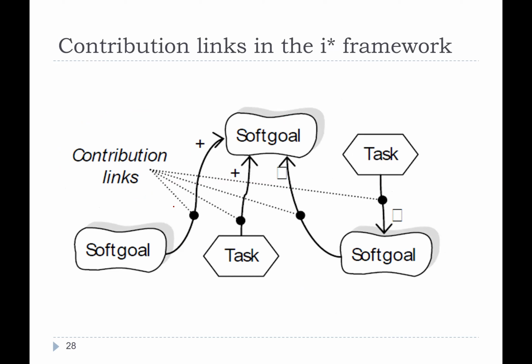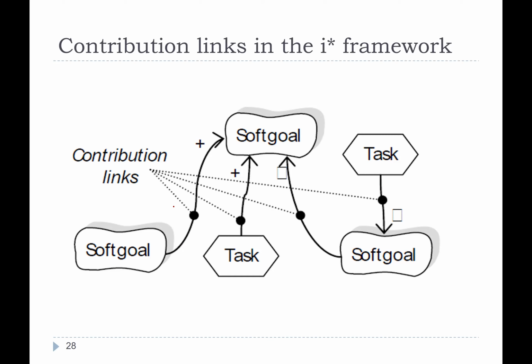Next up we have the contribution links. If you compare them to means to an end, they're like the hinders or the obstructs and the supports, whereas being there or not being there doesn't mean a particular goal or soft goal would not be achieved. It's a contribution, whether it contributes negatively or positively.